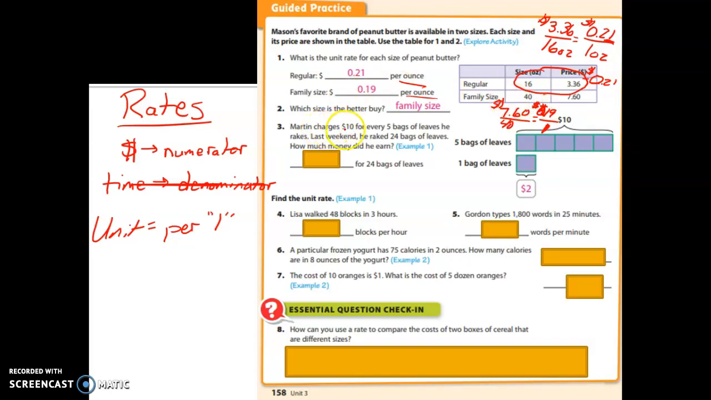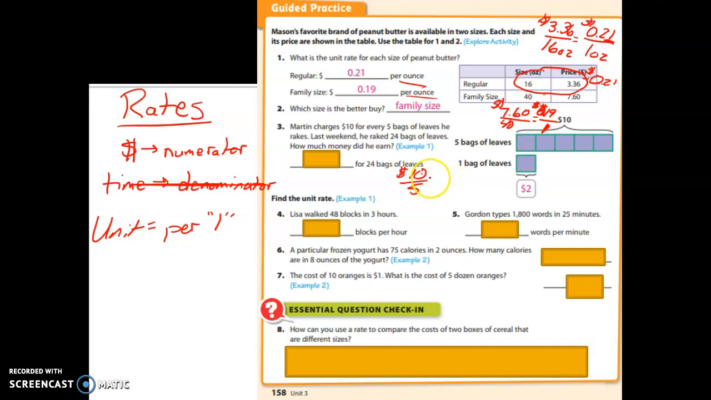Let's go to this one. Martin charges $10 for every 5 bags of leaves he rakes. Last weekend, he raked 24 bags of leaves. How much money did he earn? Oh boy, okay, so let's take this out. So it's 5 bags, right? 5 bags of leaves, he charges $10. So if we do money on top, so $10 for 5 bags of leaves.